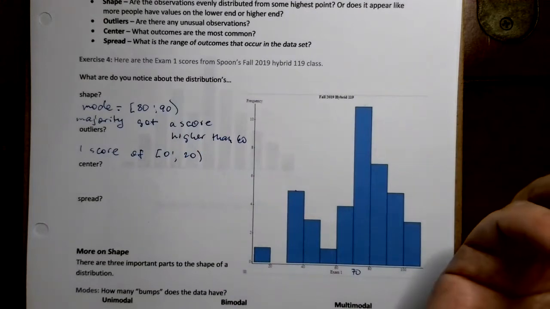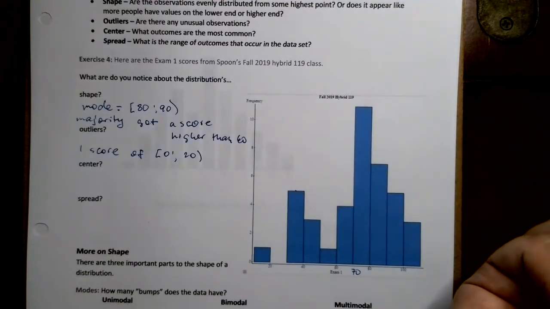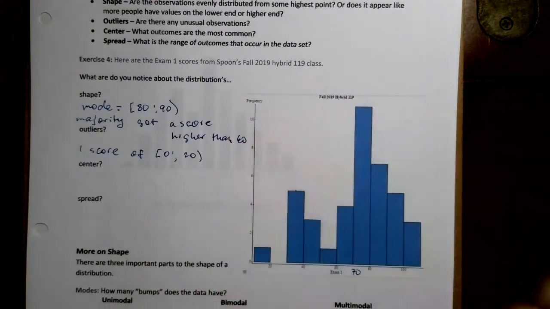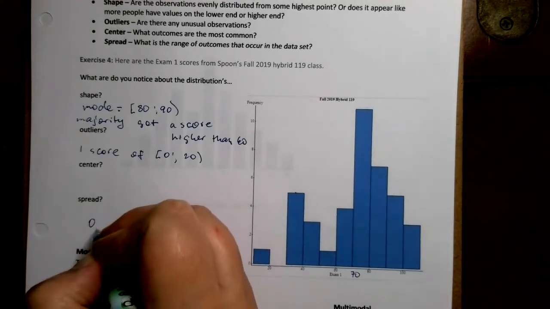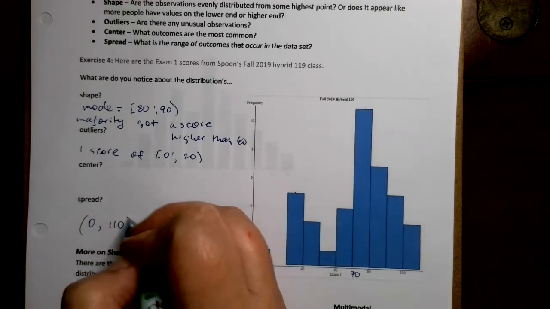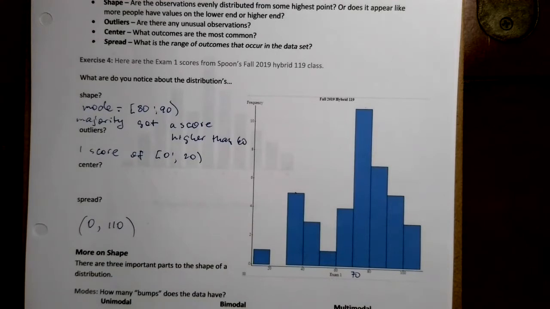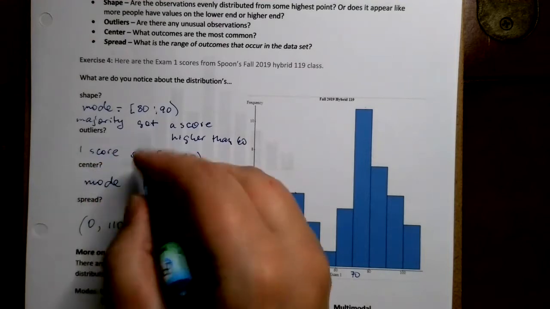And what is the center? Well, the center is the mode that we already mentioned. And what is the spread? Well, the spread was from 0 to 110, it looks like. Okay, so this is what we can get from this graph.